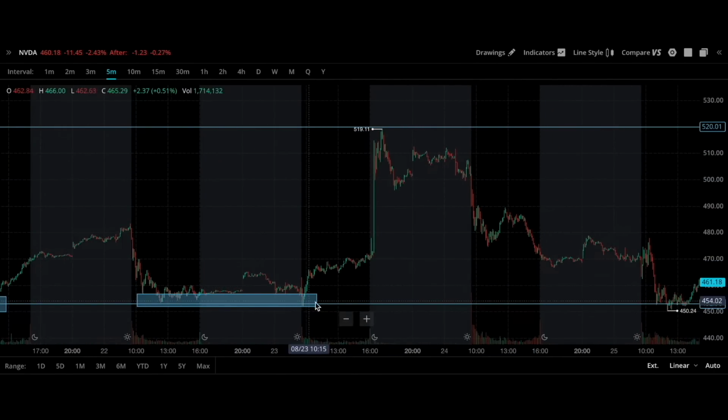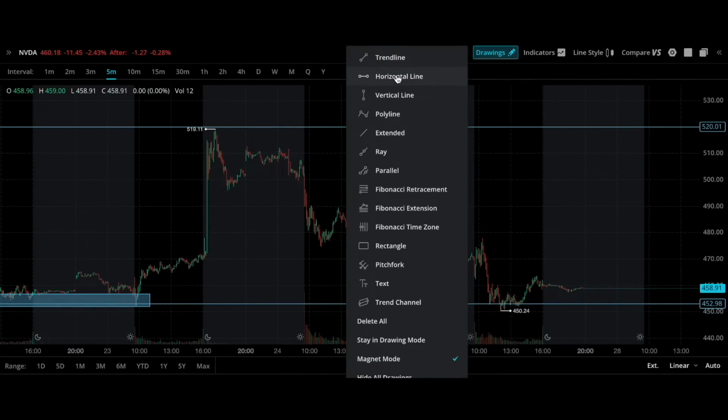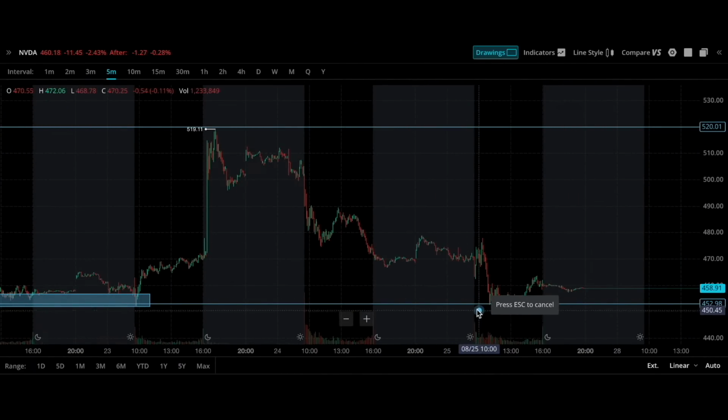It's most likely going to retest this 450. And that's exactly what happened. You can see it right here at 450.